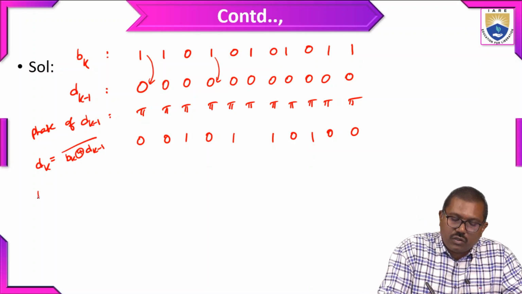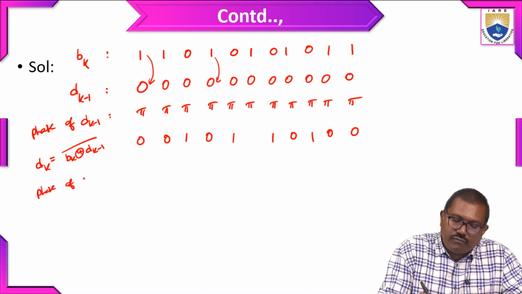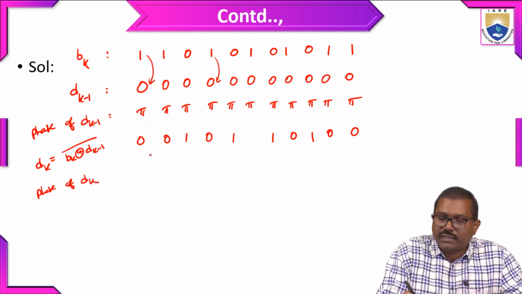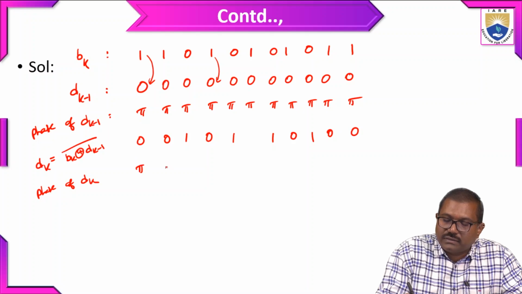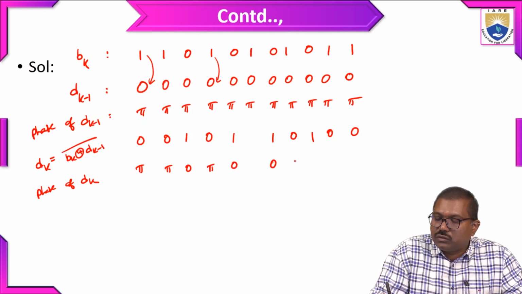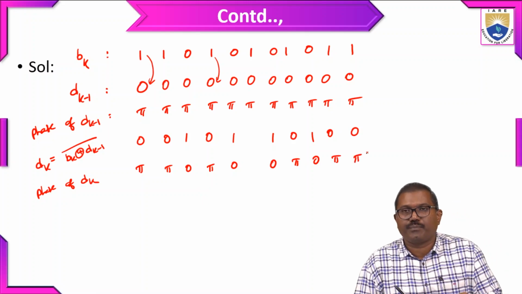Okay. Now the phase of dk. Where 0 is located, you take pi as the phase. So 0, pi, 0, 0, pi, 0, pi, pi.